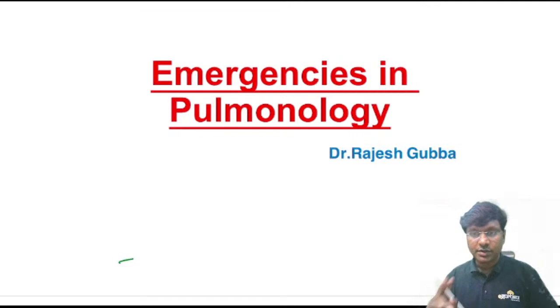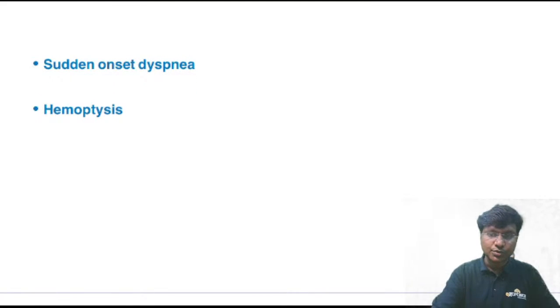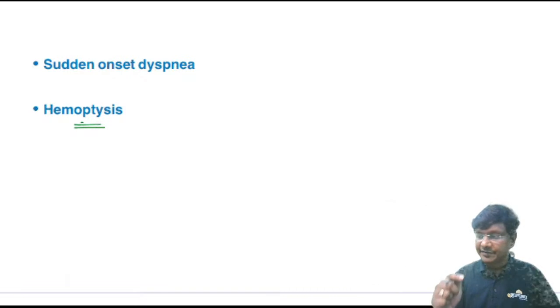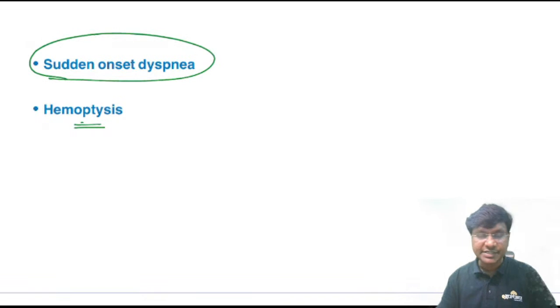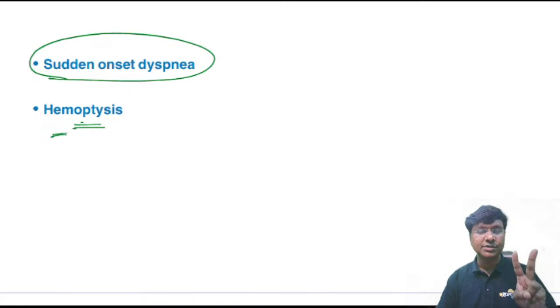Now, there are two important emergencies in pulmonology: number one, sudden onset dyspnea, and the other important emergency is hemoptysis. First I will discuss the various causes of dyspnea, and then the causes for sudden onset dyspnea, followed by hemoptysis. These are the two important emergencies with which a patient of pulmonary disorder will come to the casualty.